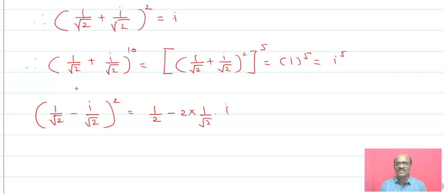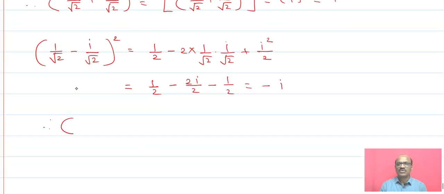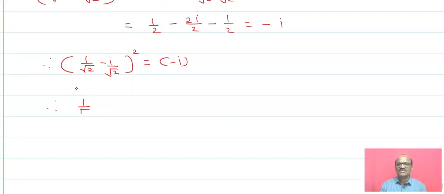Now the second term, (1/√2 − i/√2) whole square. Expand this. Therefore, you will get 1/2 − 2i/2 − 1/2. Overall, it is −i. Now, this bracket square is −i.